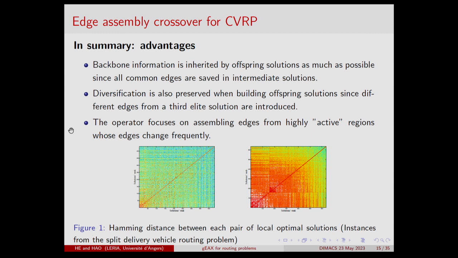And look at figure one. Here are two instances from the split delivery vehicle routing problem. We can easily find that if the solution quality becomes better, the common edges become more. So this backbone information will be used by the offspring solutions. This property can also promise that our offspring solutions will be promising.